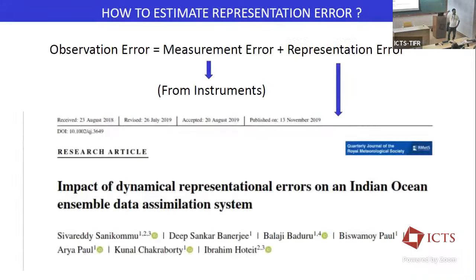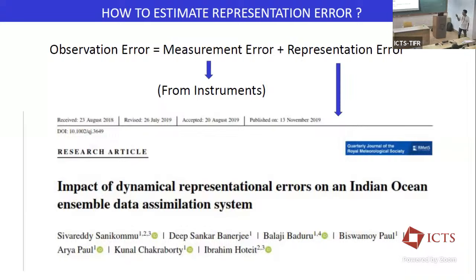The observation error consists of two parts. One is the measurement error and the other is called the representation error. The measurement error you can get from the instruments. Whatever instrument you are using, it comes with some precision, and they will tell you what your measurement error is going to be. The hard part is to figure out what the representation error is.